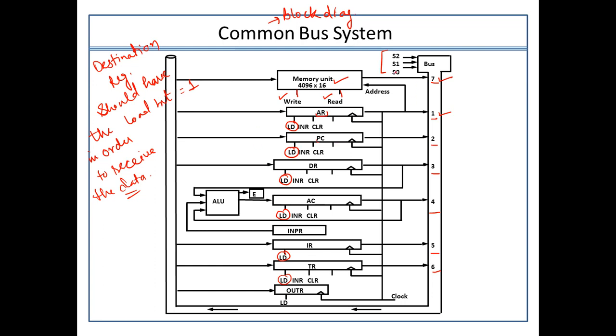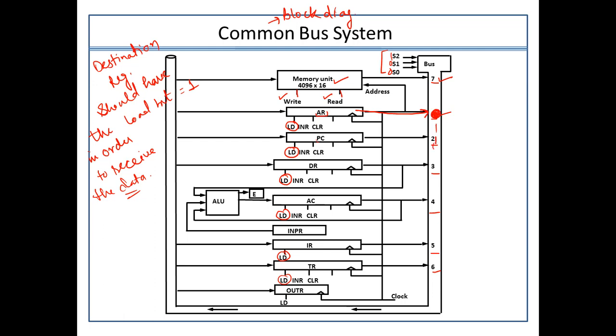Let's suppose in this particular selection line, the address register has been selected. If the address register is selected, and it wants to transfer its data to the program counter, let's suppose, how will it be done? The selection lines would be 001. So it will simply take the data from the address register. This value will be selected.